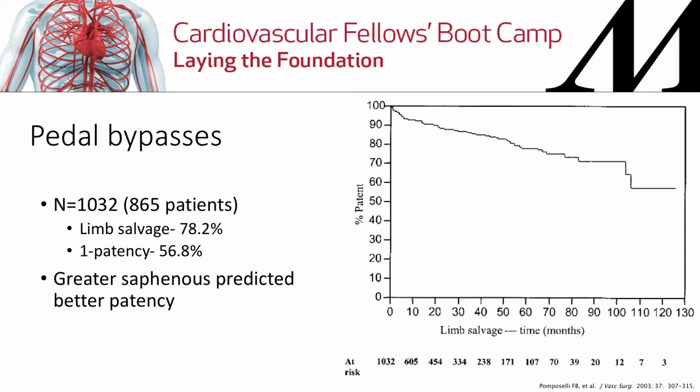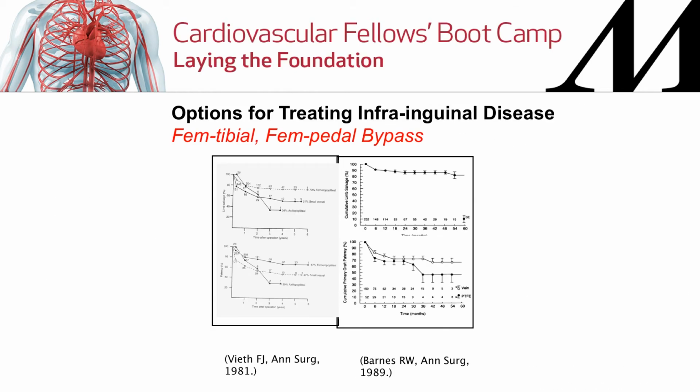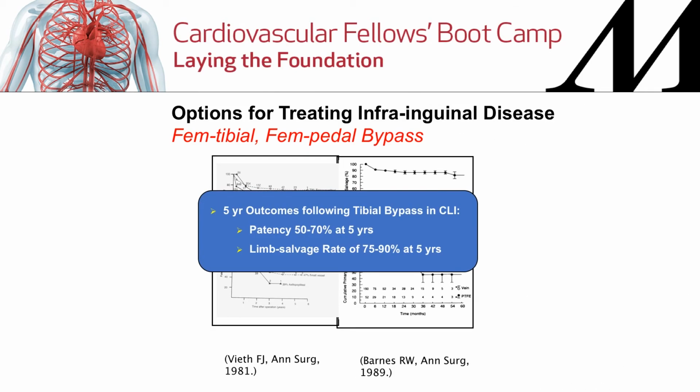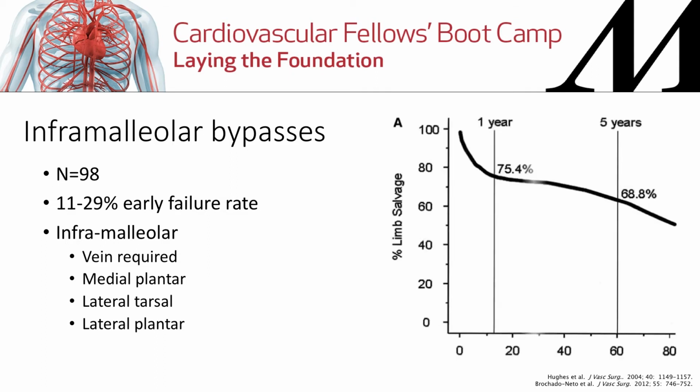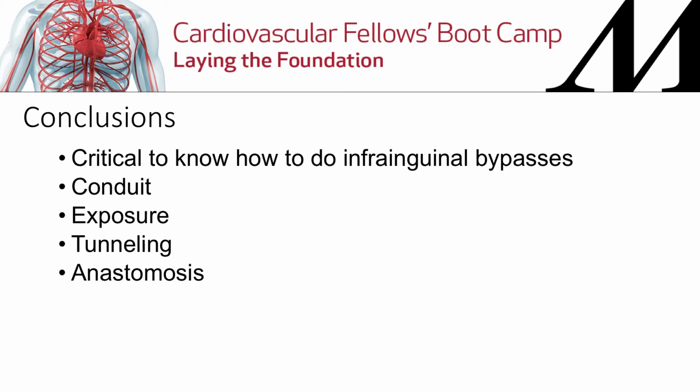knee. Pedal bypasses, first championed by Dr. Pomposelli in Boston. His series showed that you can have excellent patency and limb salvage, 1 year patency of about 55% and limb salvage of about 80% as well. For tibial bypasses, patency of about 50 to 70% at 5 years and limb salvage rates of about 75 to 90% at 5 years. Okay. And for malleolar bypasses, I'll finish with this one. Early failure rate's pretty high, 11 to 29%, and vein is required for those.